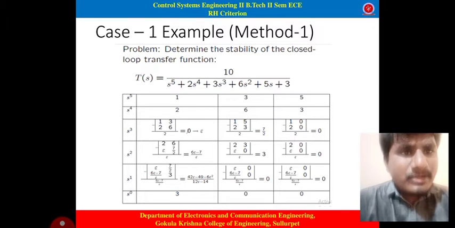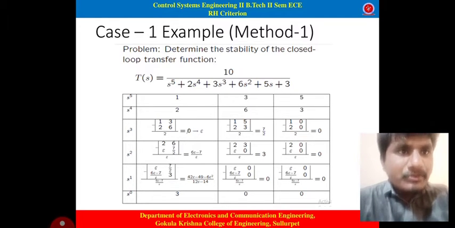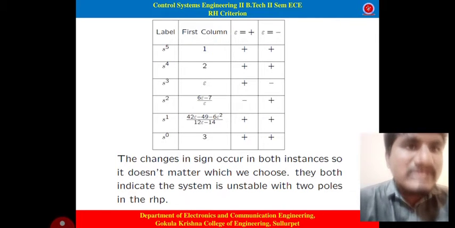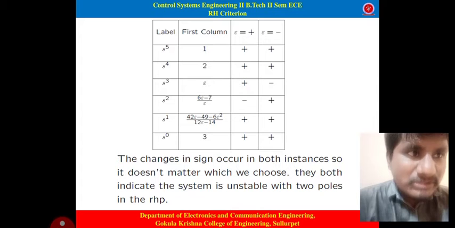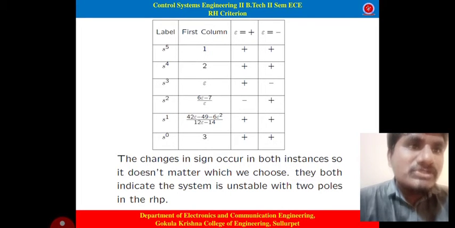filling the Routh table. After filling the Routh table, you take the first column values like this: 1, 2, epsilon, which is where we got 0. So we have replaced 0 by epsilon and then continued, right? So the s square term is 6 epsilon minus 7 by epsilon, and s power 1 and s cube we have calculated. Now, for example, epsilon is a positive value. If you take epsilon as a positive value, then you can observe that s square is negative.